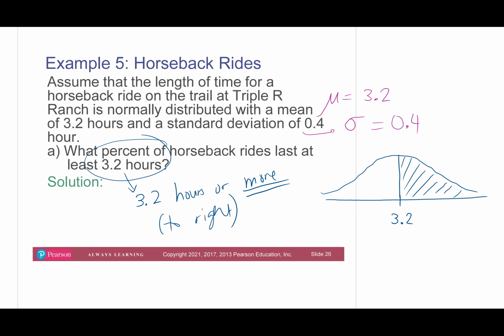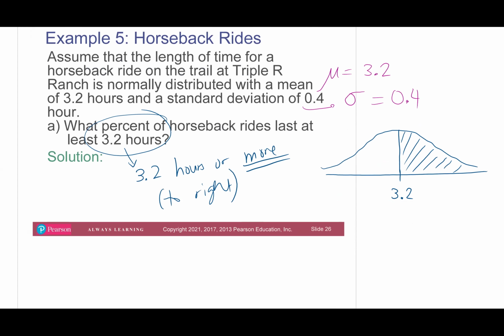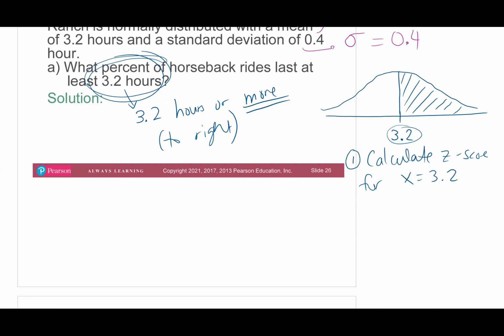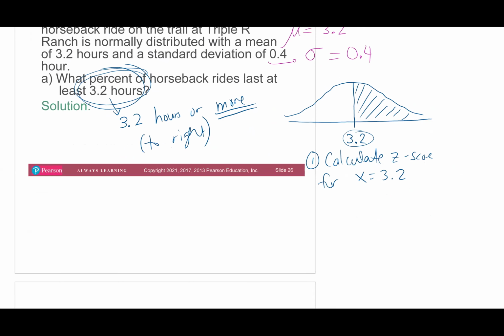So first thing, like they said, I need to calculate the z-score for this data value that they gave me in part A. There'll probably be another part B where they talk about a different data value, but it sounds like the average is right in the middle, and that's what I'm interested in. What percent of horseback rides last at least 3.2 hours? I think I can probably guess the answer, but it's good to go through the process, even if we can use logic to figure out the answer here.